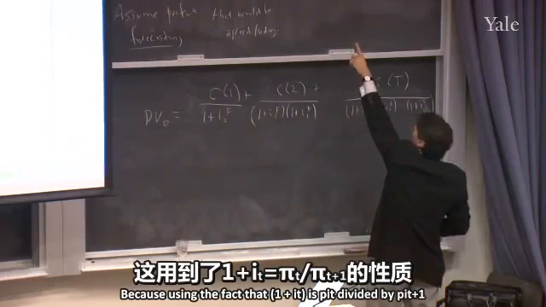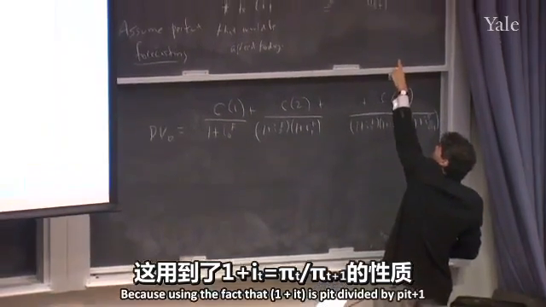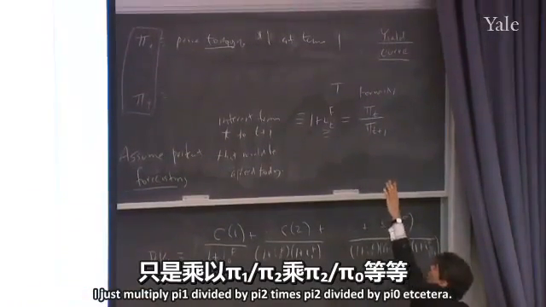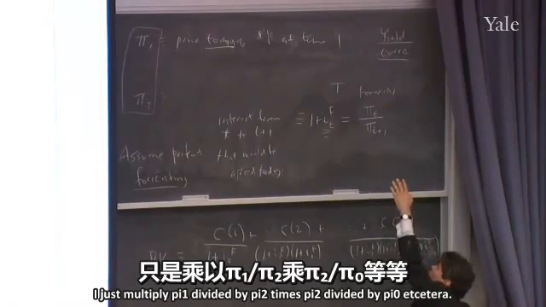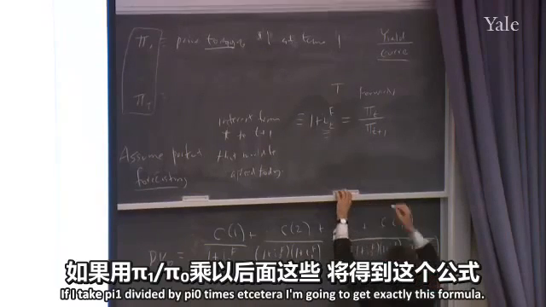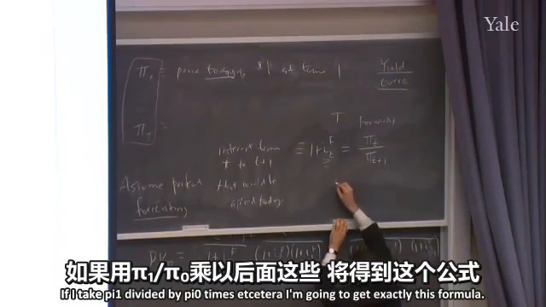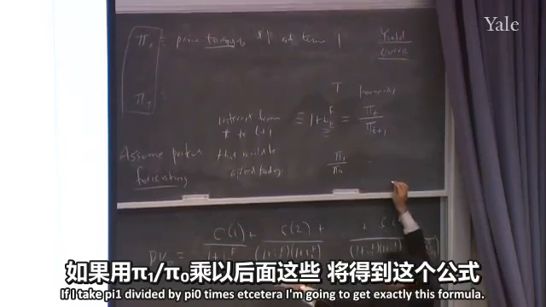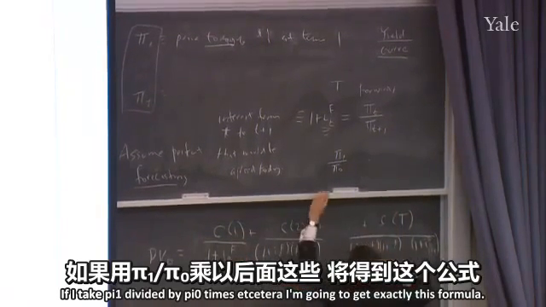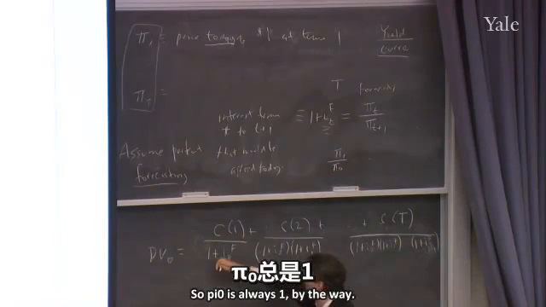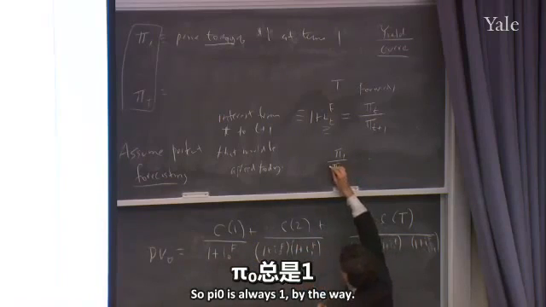Okay, because using the fact that the 1 plus I t is pi t divided by pi t plus 1, I just multiply pi 1 divided by pi 2 times pi 2 divided by pi 0, etc. If I take pi 1 divided by pi 0 times, etc., I'm going to get exactly this formula. So pi 0 is always 1, by the way.